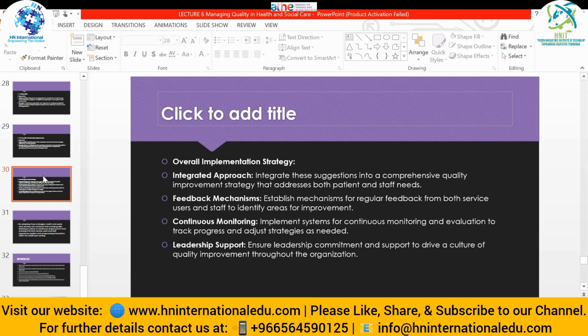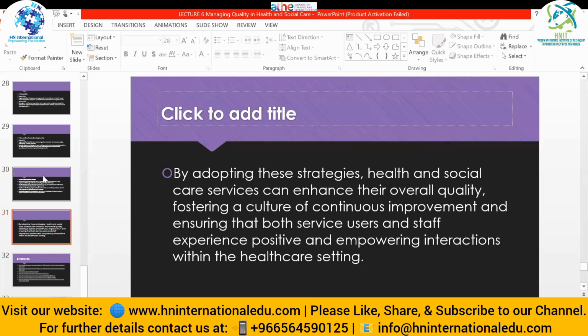Continuous monitoring. Implement a system for continuous monitoring and evaluation to track progress and adjust the strategies as needed. That is, you have to implement new steps, new strategies as things change in the hospital, in the organization. Leadership support. Ensure leadership commitment and support to drive a culture of quality improvement throughout the organization. By adopting these strategies, health and social care services can enhance their overall quality, fostering a culture of continuous improvement and ensuring that both service users and staff experience positive and empowering interactions within the healthcare setting.